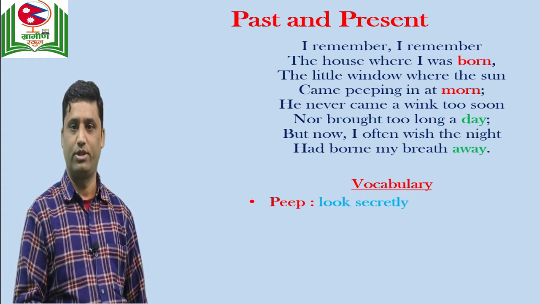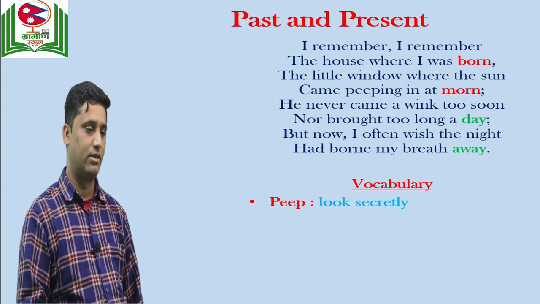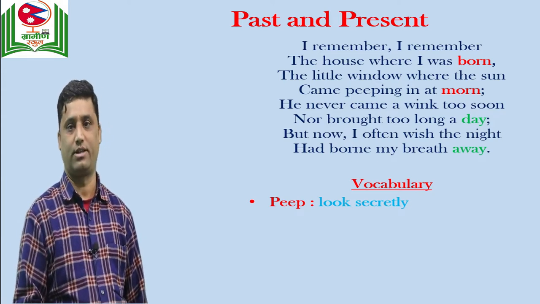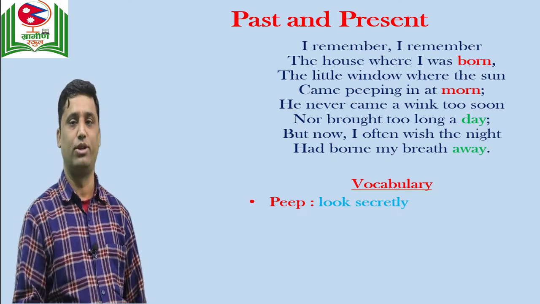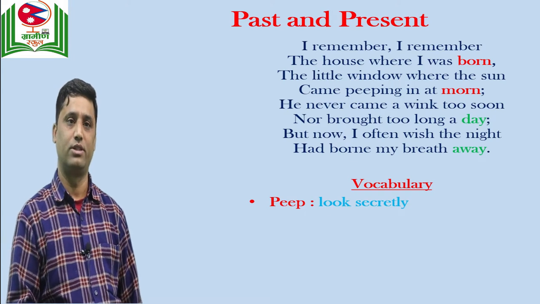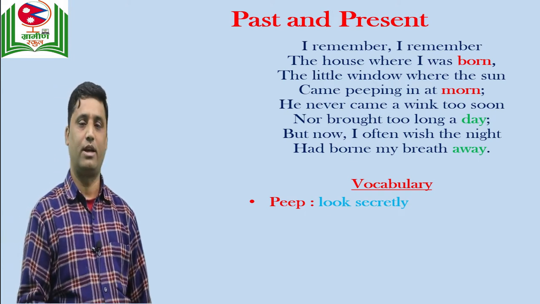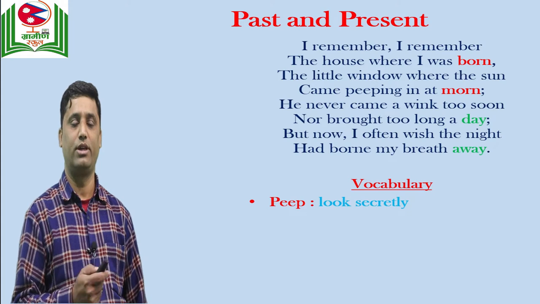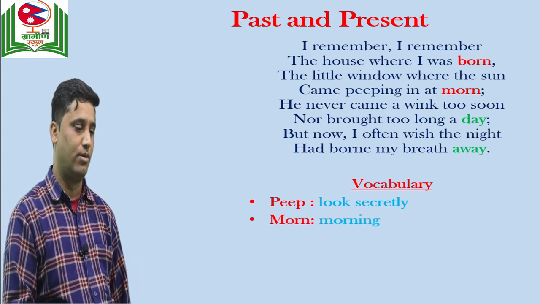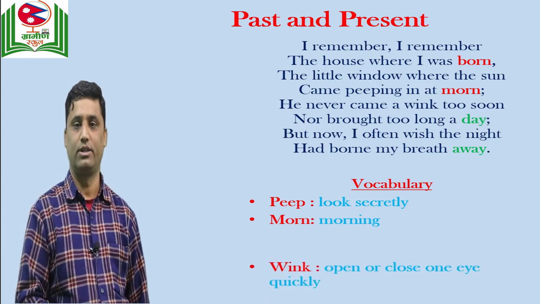Peep. What is peep? Peeping. Peep is the first form of the verb. Peep means look secretly. We can peep through the windows, just like the sun rays also peep through the windows. Sun rays peeping at morn means sun rays coming into the room in the morning. Morn means here morning.